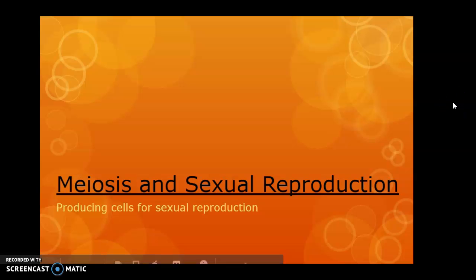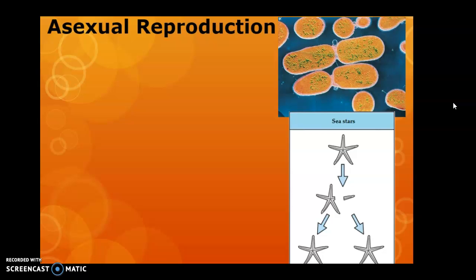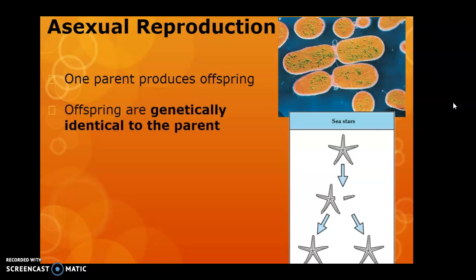In this video, we're going to be talking about meiosis and sexual reproduction. Meiosis is division of cells that produces cells needed for sexual reproduction. So you might remember early in the year, we talked about two types of reproduction, asexual and sexual. Asexual reproduction involves only one parent passing down genetic information, so the offspring is genetically identical to the parent.